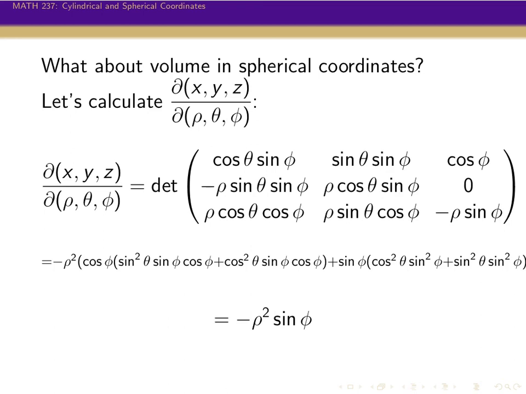Remember, with Jacobians, we're going to end up taking the absolute value of this. And so this is saying that dv is the absolute value of the Jacobian, so rho squared sine phi times d rho d theta d phi in some order. So dv is rho squared sine phi times d rho d theta d phi.